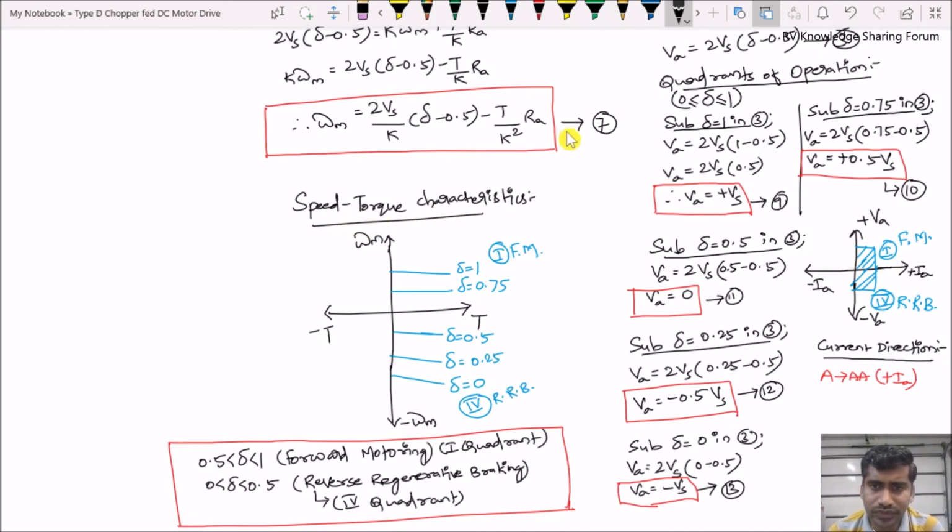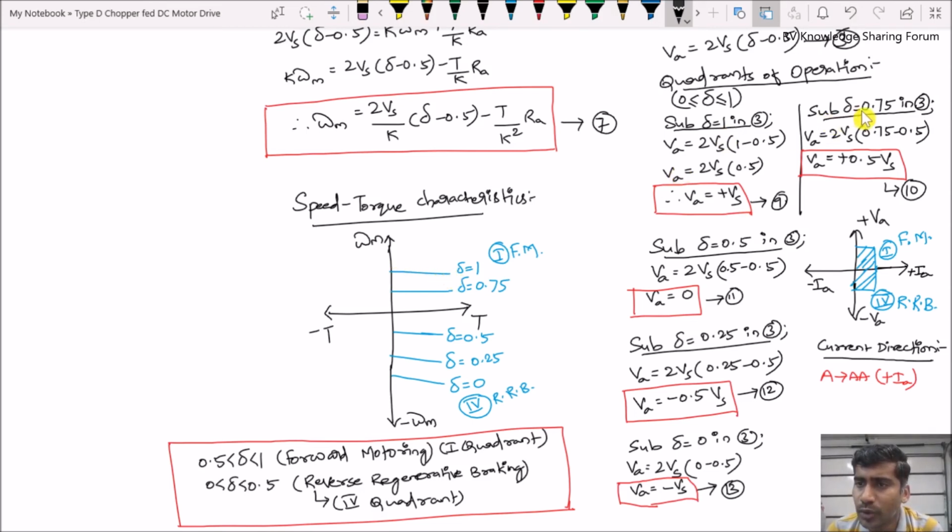Now let us discuss the speed torque characteristics of this DC motor when fed by a type D chopper. So based on this equation 7, let us draw. As we discussed earlier, according to this equation 7, when we are able to control the duty ratio delta, we will be able to control the speed. So how is it done? When the duty ratio of the chopper delta is equal to 1, our output voltage is equal to Vs. When delta is equal to 1, this is the speed torque characteristics of a DC motor.